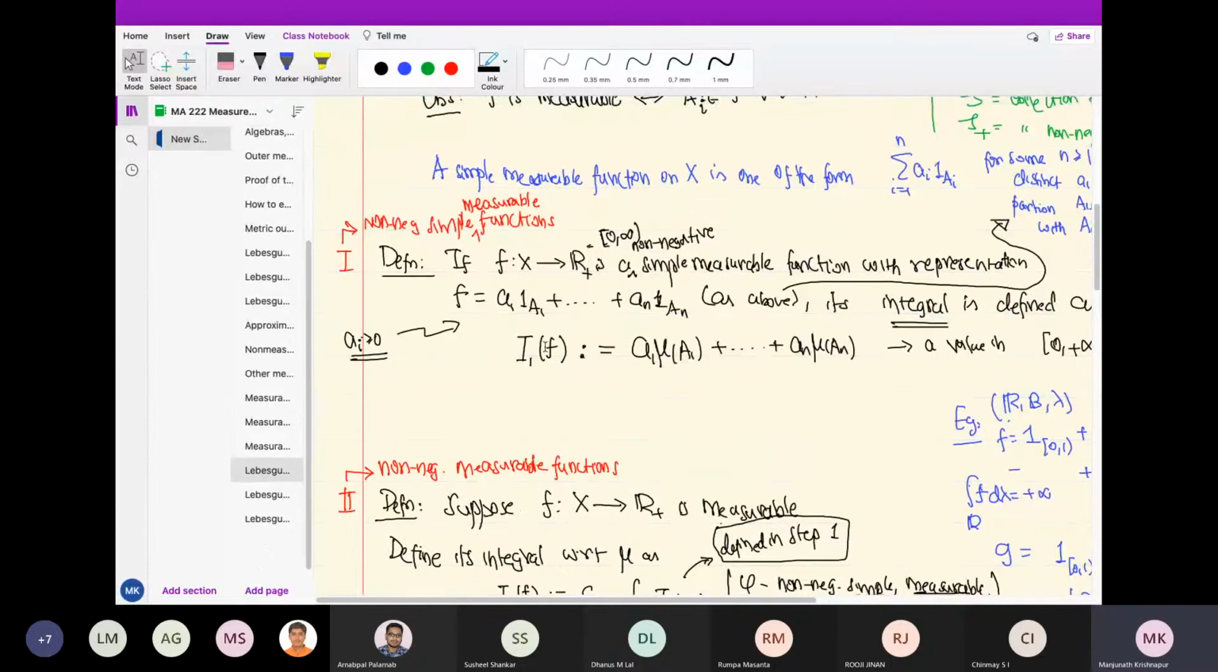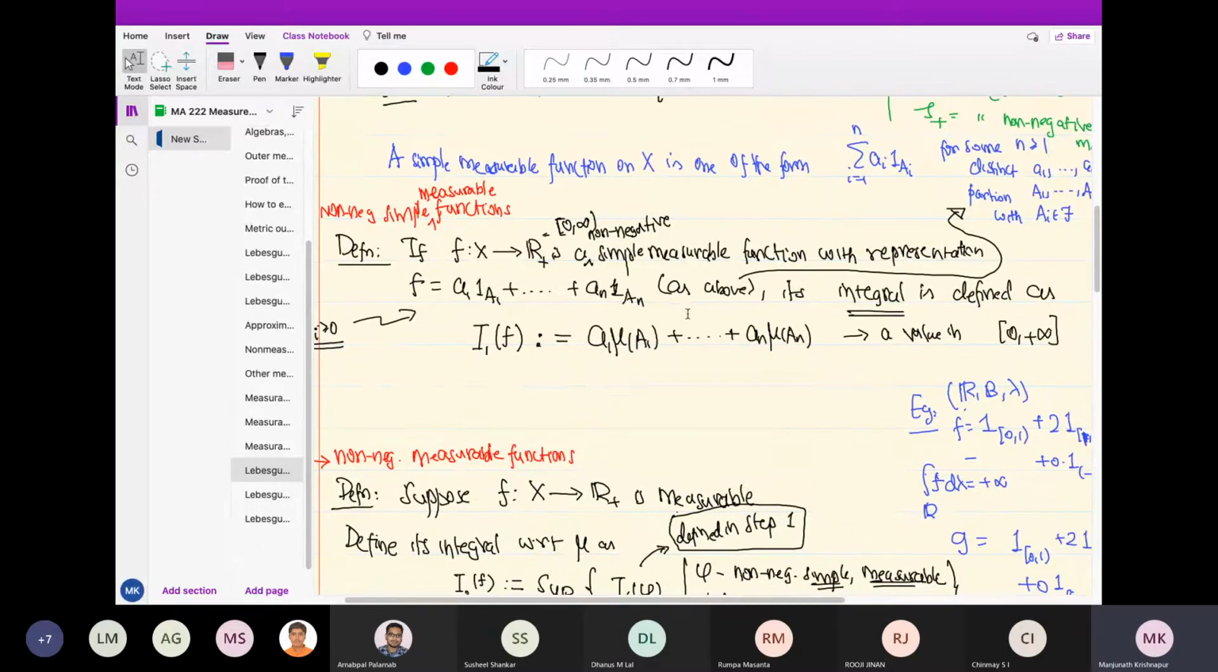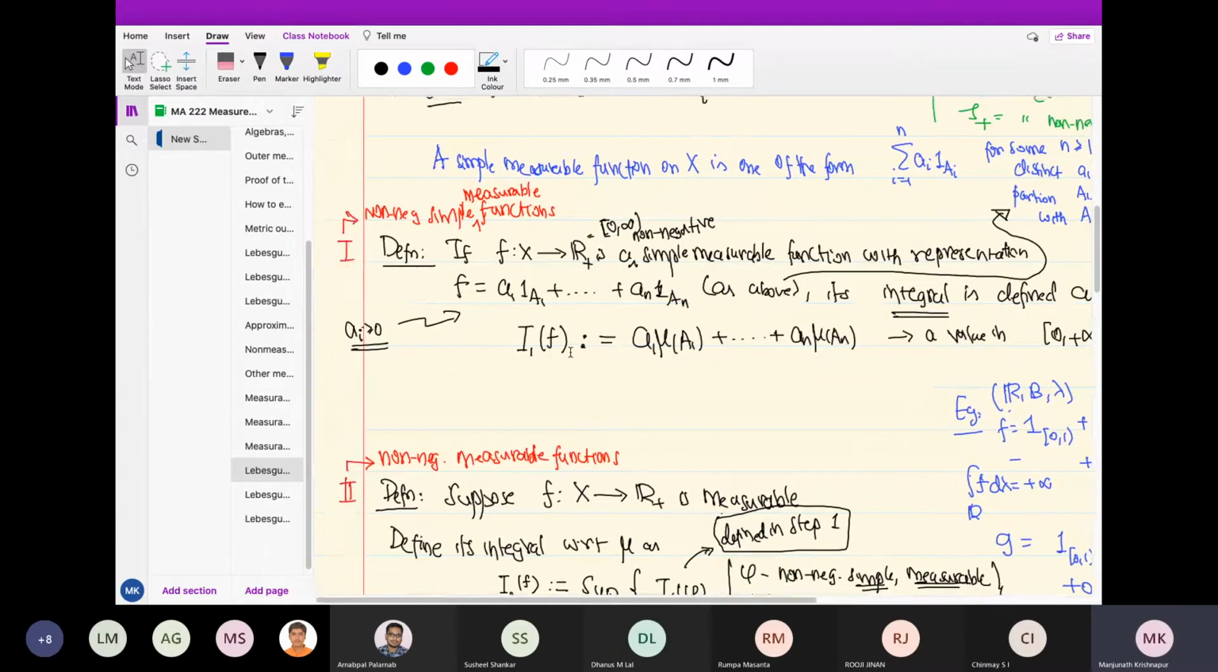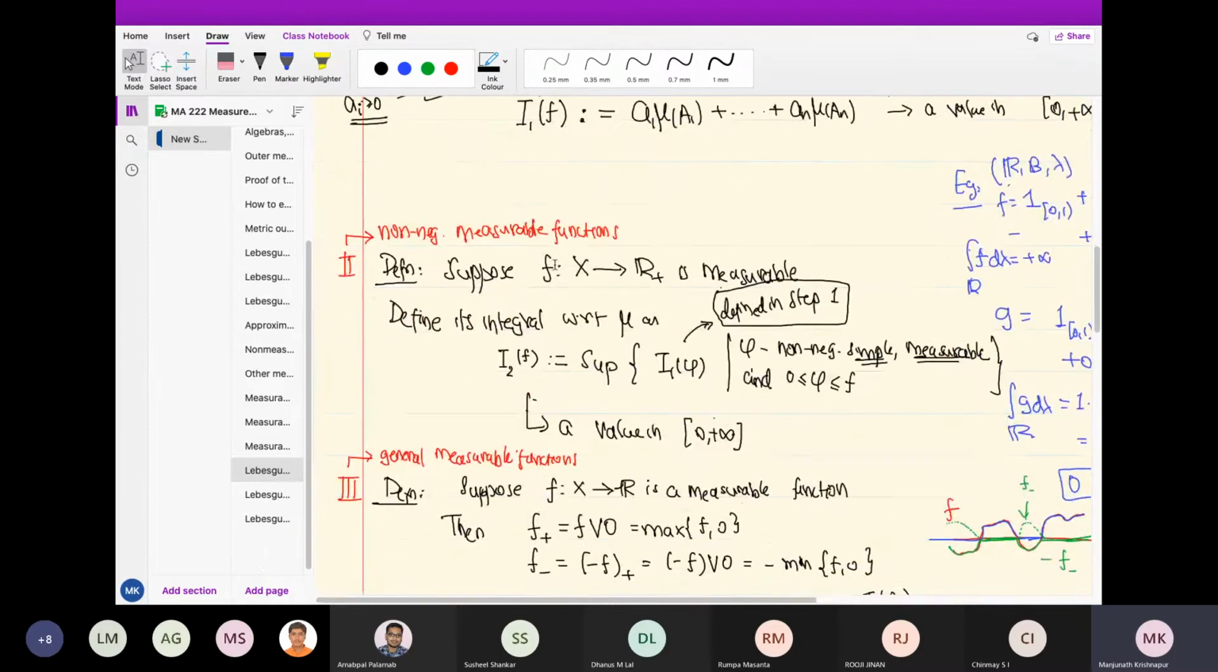For this one, it is obvious how you should define it. If you have a1 indicator of A1 plus ... plus an indicator of An, you define it like this. Here, I said it only when the Ai's are pairwise disjoint and they form a measurable partition of X, and small a1 up to small an are distinct non-negative real numbers. Then the integral was defined like this.